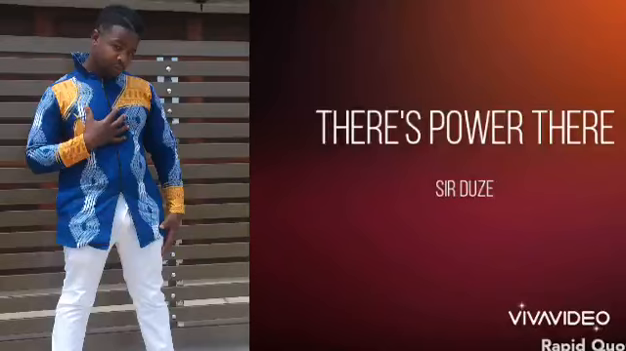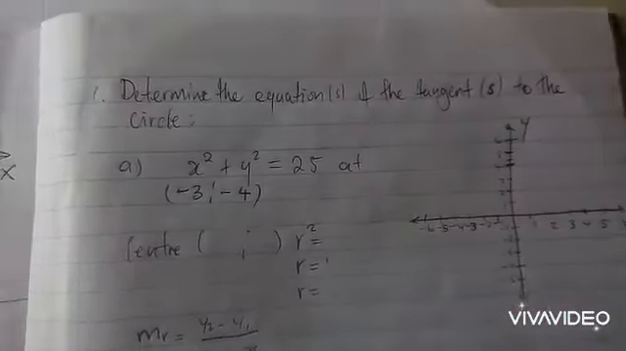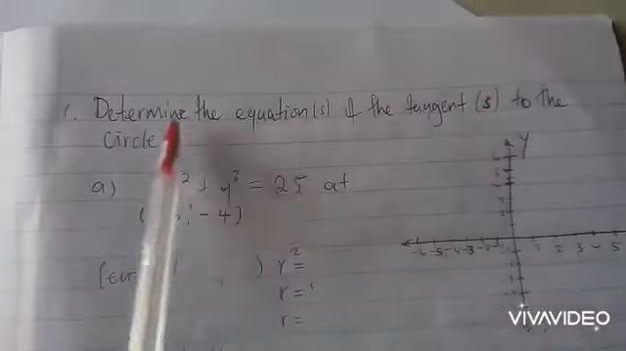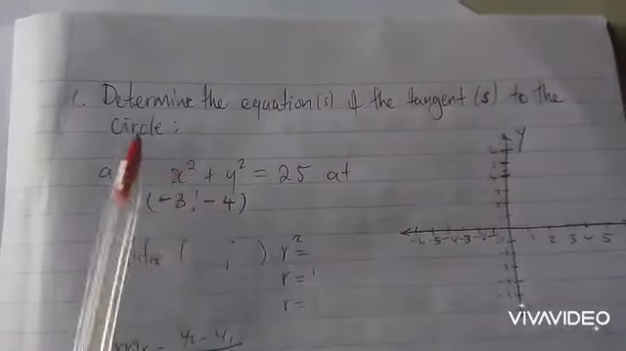So we continue with circle geometry. Now we're going to be dealing with finding the equation of a tangent. Here's an example. Determine the equation of a tangent to the circle.